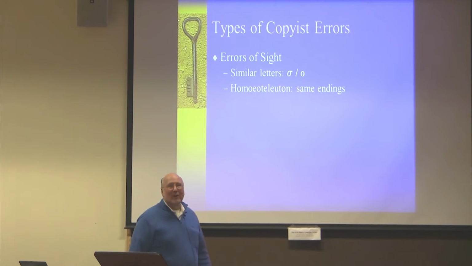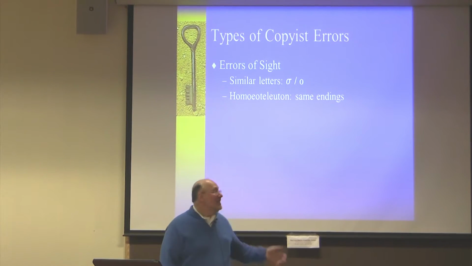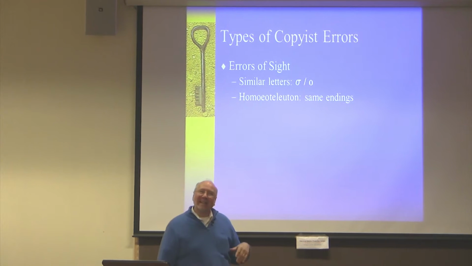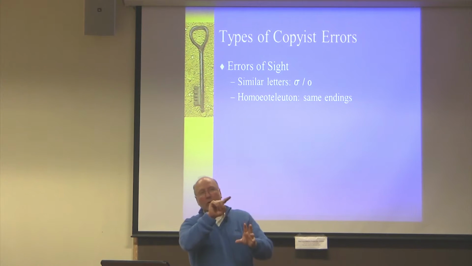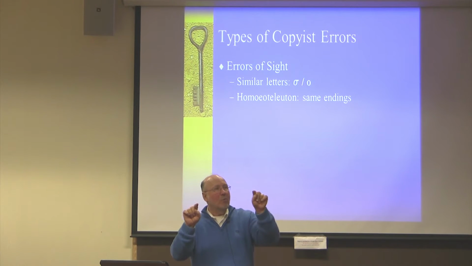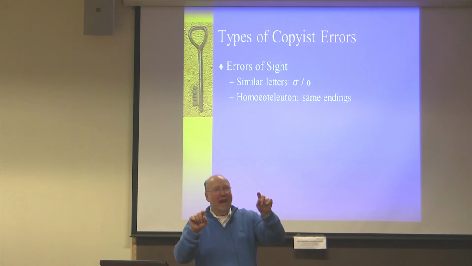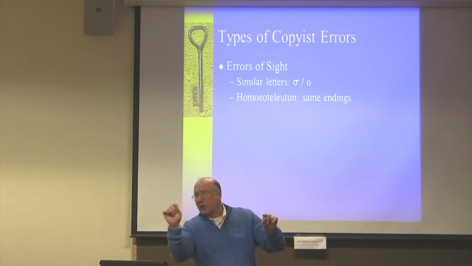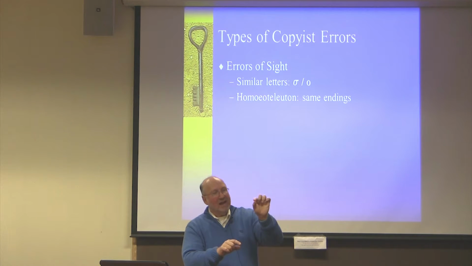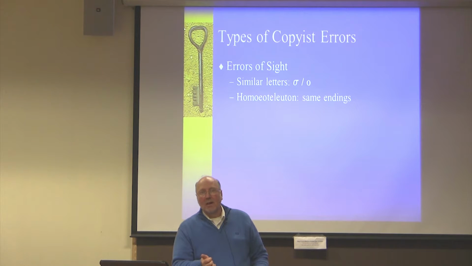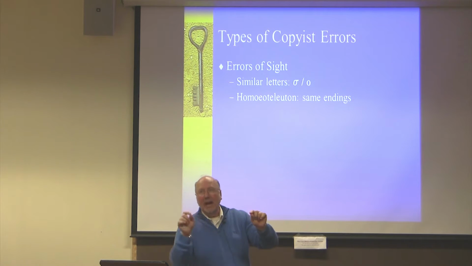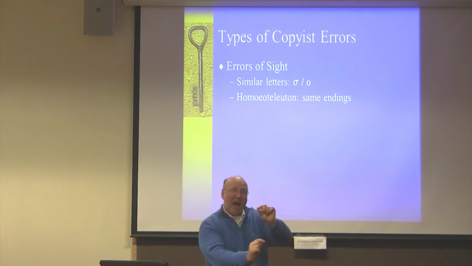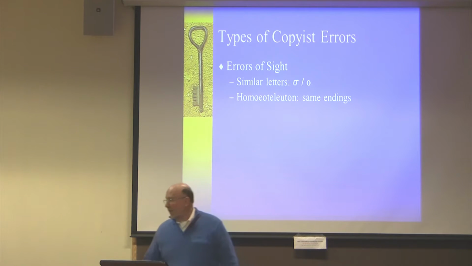Homoeoteleuton. What is homoeoteleuton? Homo means same. Teleuton is telos in Greek, means end. Same ending. Have you ever copied down a page and you copy across and the same word found here is found down here? And what happens is when your eye jumps back to the page after you've written it down, the same ending is down here, your eye jumps down the page and you skip 3 or 4 verses because it has the same ending.